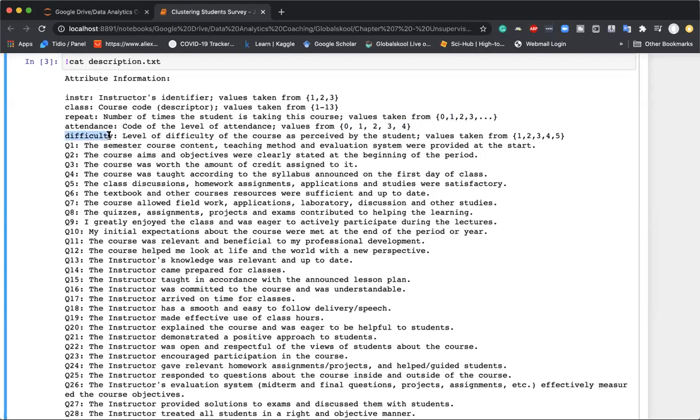Then we have level of difficulty, that is, according to the student, the perceived level of difficulty of the course. That takes values from 1 to 5.